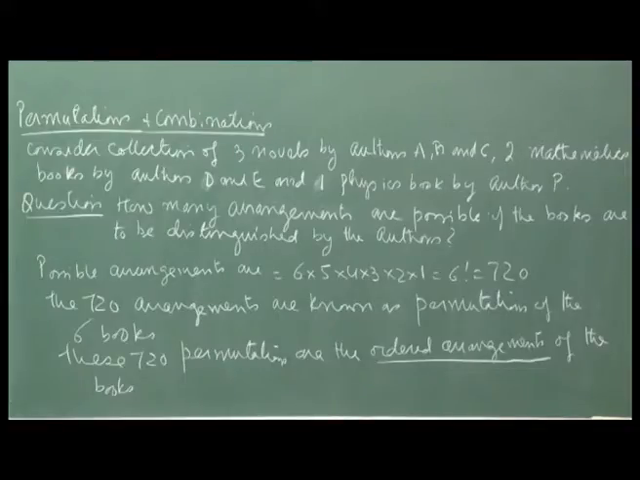So, here let us say we have a collection of 3 novels, and I will just say that the authors are A, B and C, then 2 mathematics books, and again I will differentiate them by the authors and call the authors D and E, and 1 physics book I will call the author P. So, there are 6 books, and since I am distinguishing the books by the authors, it is not just novels, I am saying that the authors are A, B and C. So, they are different novels I am distinguishing. Similarly, I am differentiating between the 2 mathematics books, and of course, there is 1 physics book.